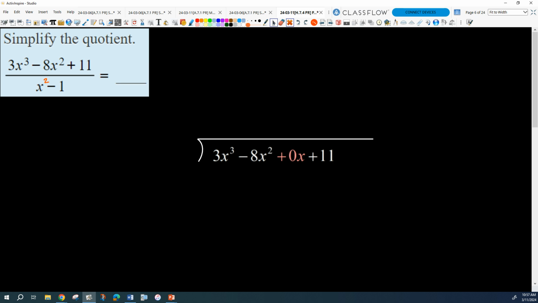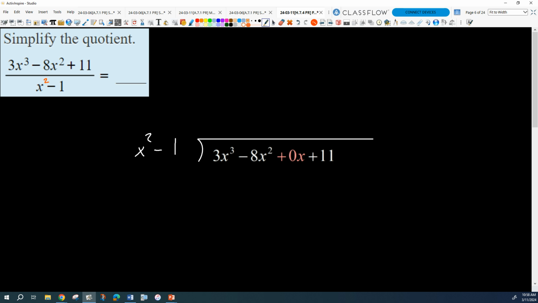I do not need to put x squared plus 0x minus 1 outside. Do you get my point? That's not necessary because we're not subtracting out here. We're only subtracting inside the division symbol, right? Okay, so then outside we get x squared minus 1.